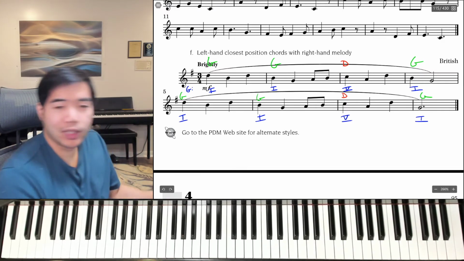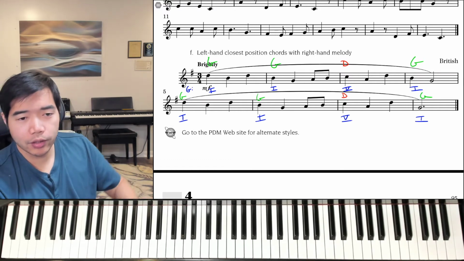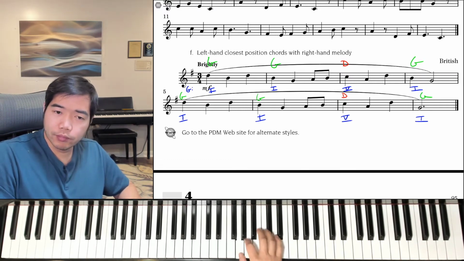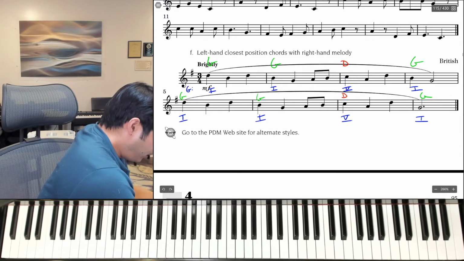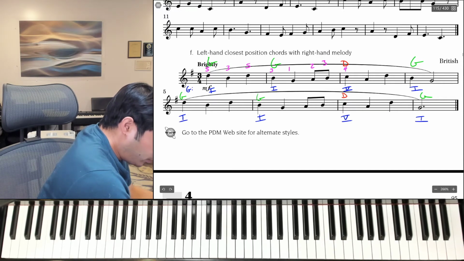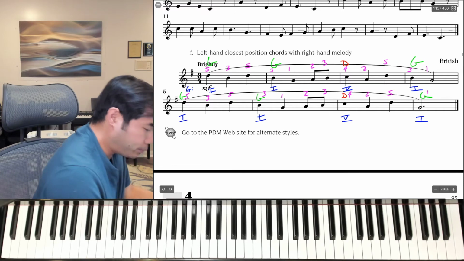We look at the parameters, highest note, lowest note. Good news, it's in G position. Highest note is D, so we're just going to do 5th finger, 5, 3, 5, 3, 1, 2, 3, 4, 2, 5, 3, 1. 5, 3, 5, 3, 1, 2, 3, 4, 2, 5, 1.